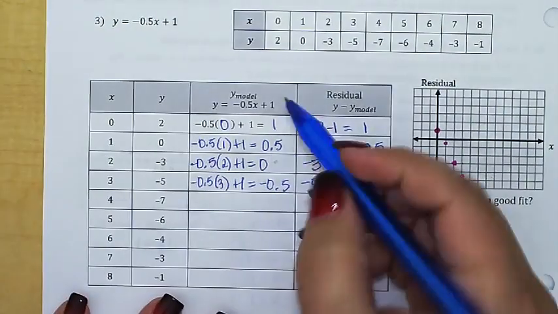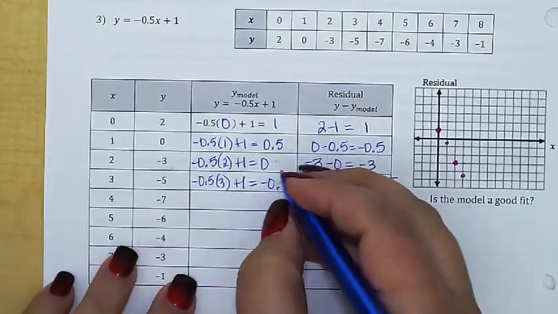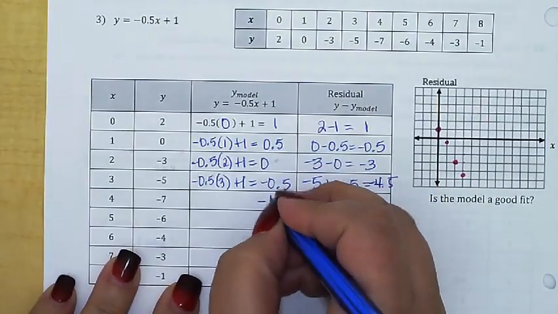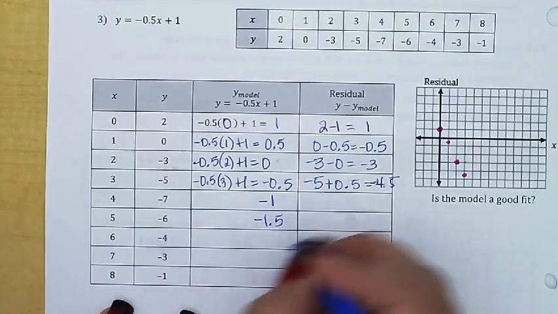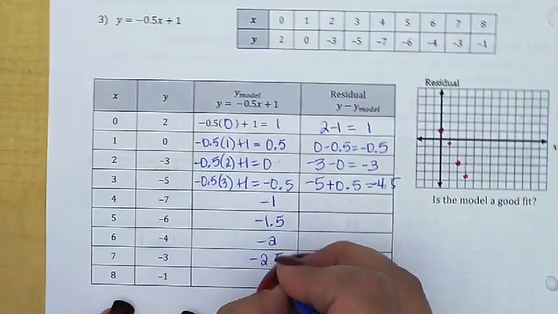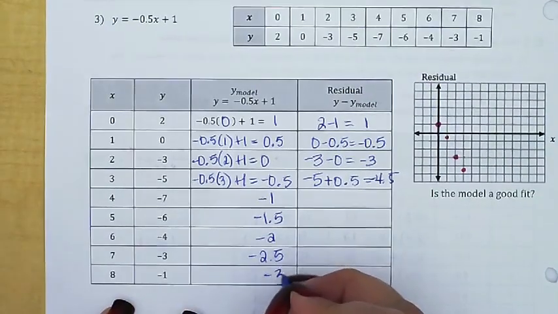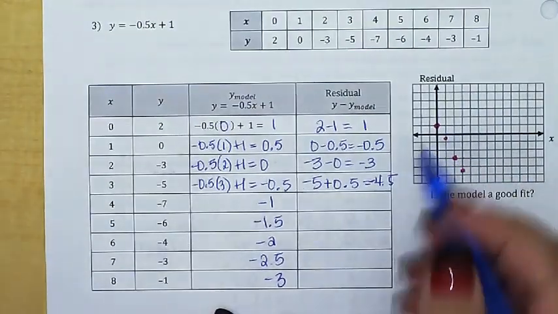And you can start to see here we're basically decreasing by half every time, which makes sense. That's our slope, right? So this next one on the model would be negative 1. Since this is going up by 1, so negative 1.5, then negative 2, then negative 2.5, and then negative 3, because we know that's the slope. As x changes by 1, we're decreasing by half.